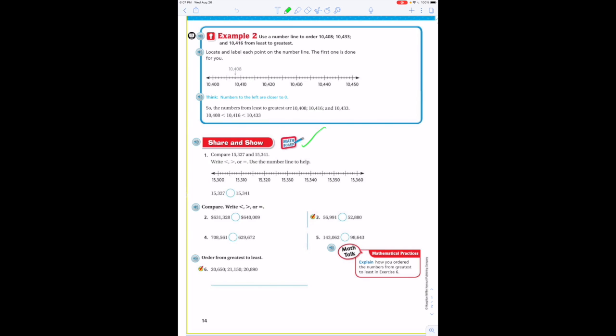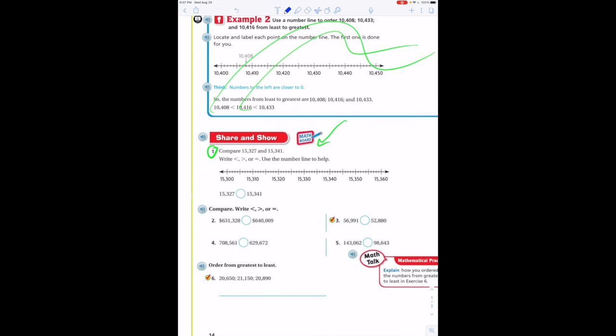All right, guys, so I'm going to go ahead and start on this share and show right here. I'm not going to do example 2. Instead, I'm going to do number 1 for you. This one, we have a number line, and this time we're comparing 15,327 to 15,341. Now I notice in this one my tens of thousands are the same, my thousands are the same, and even my hundreds are the same. That means I'm working my way all the way over to my tens to do my comparison. Now if I located these numbers on a number line, here's 15,320, 21, 22, 23, 24, 25, 26, and 27. So this number is this point here, and let's choose a different color. And the other number, 15,341, here's 15,340, so 41 would be right here. So you can see it's farther down the number line.